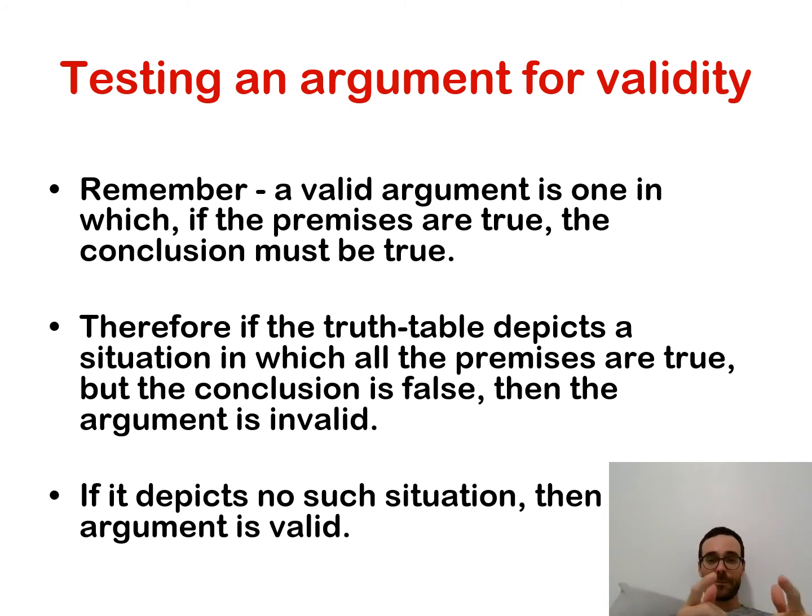This is the only combination we are looking for, true premises and a false conclusion. If we have true premises and a true conclusion, that doesn't really tell us anything. If there's a false in the premises and a true or false in the conclusion, that doesn't tell us anything either. We're only looking for true premises and a false conclusion. If we find that in any row, the argument is invalid. If we do not find that in any row, or if there are no instances where there are true premises and a false conclusion, then the argument is valid.